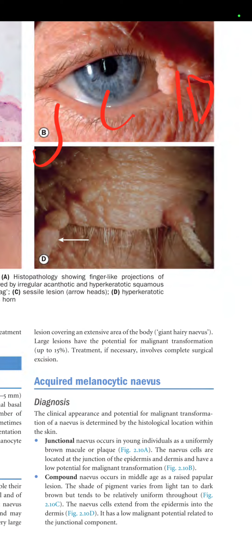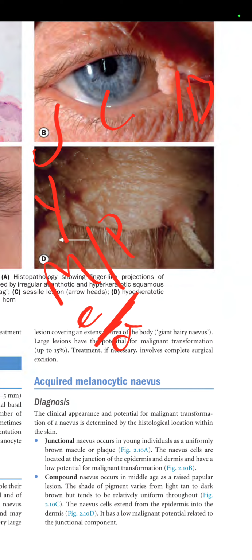So you know that junctional nevi occur in young individuals as a uniformly brown macule or plaque. It will be like a macule or plaque, meaning there will be a small elevation, or it can be a simple discoloration. The nevi cells are located at the junction of the epidermis and dermis and have a low potential for malignant transformation.